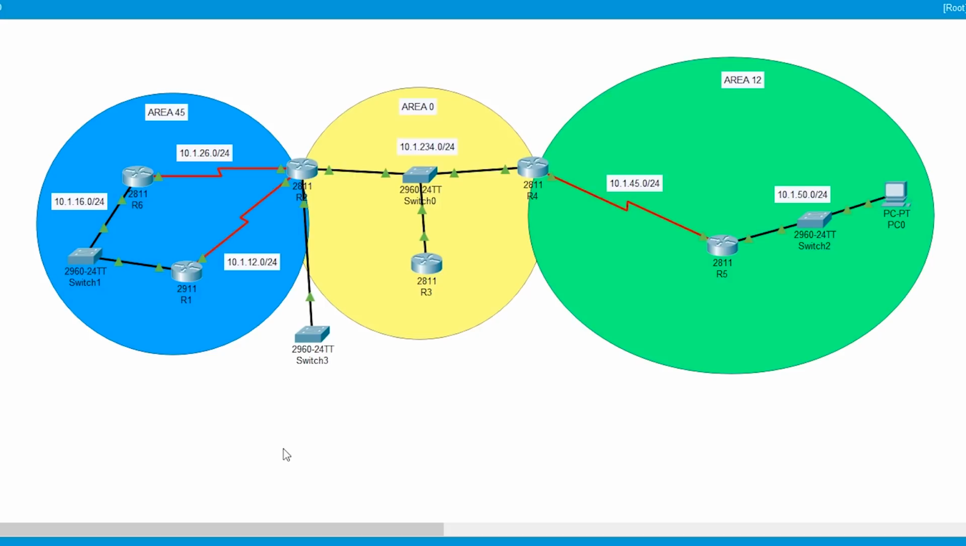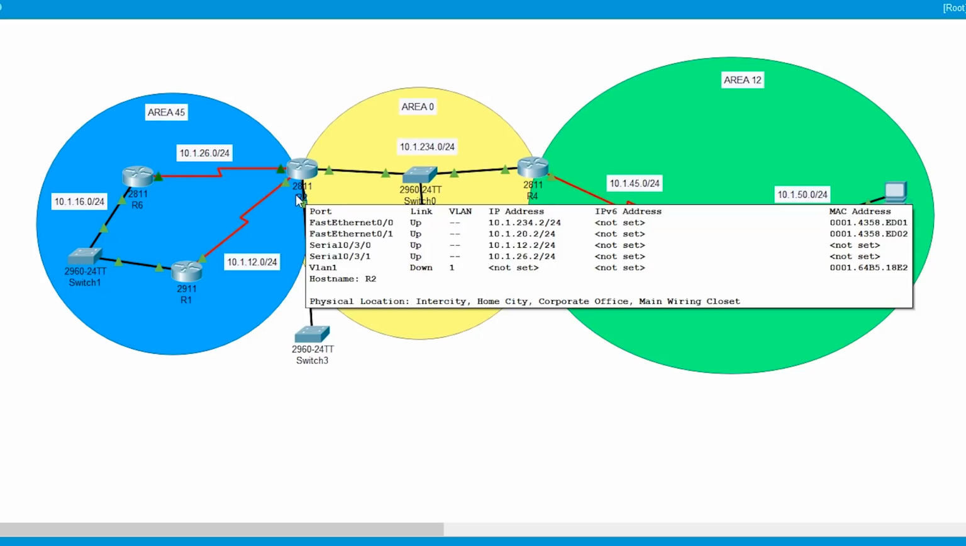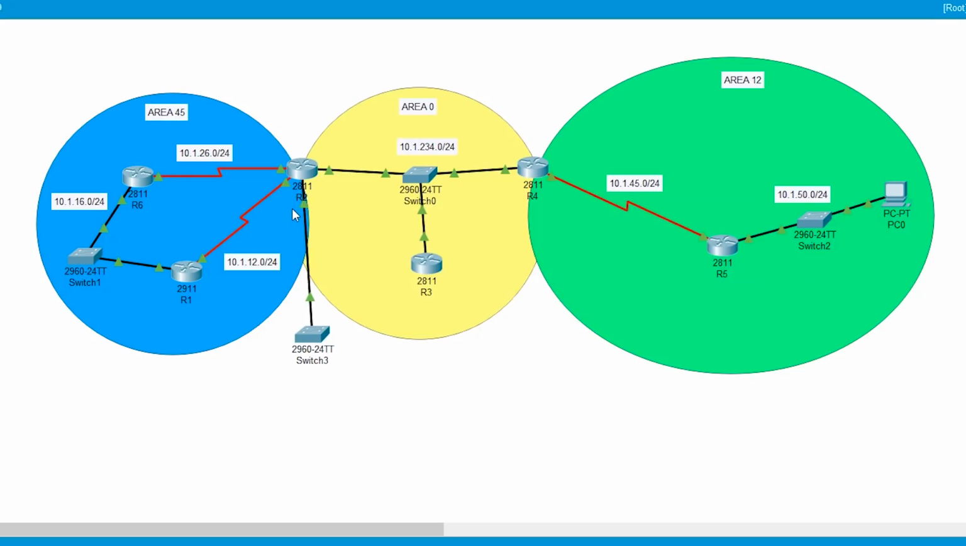in OSPF. So even if I connect an OSPF router into switch 3 and enable OSPF, it will not become a neighbor with router 2, because router 2 is not even advertising anything on this. There are no hello messages. It's not participating in OSPF, nothing there.